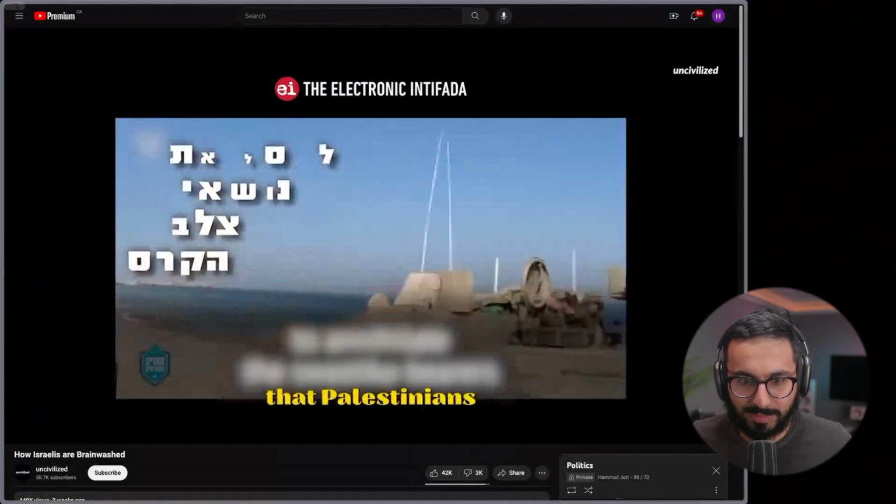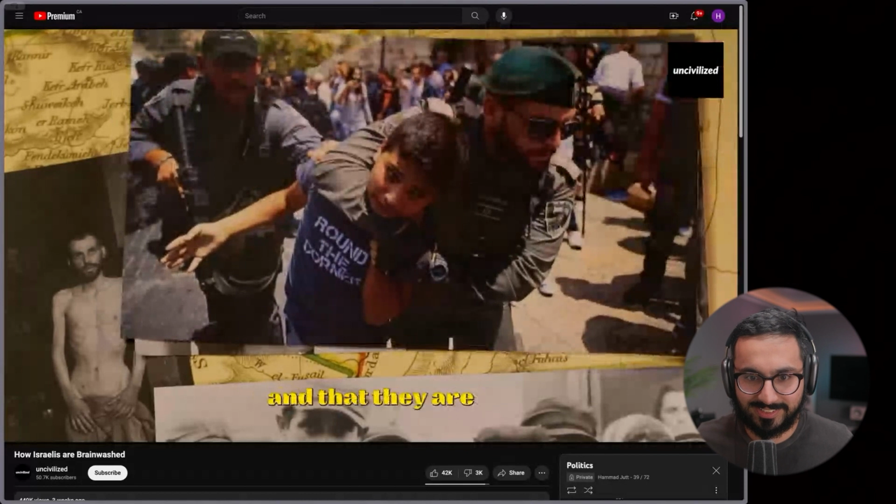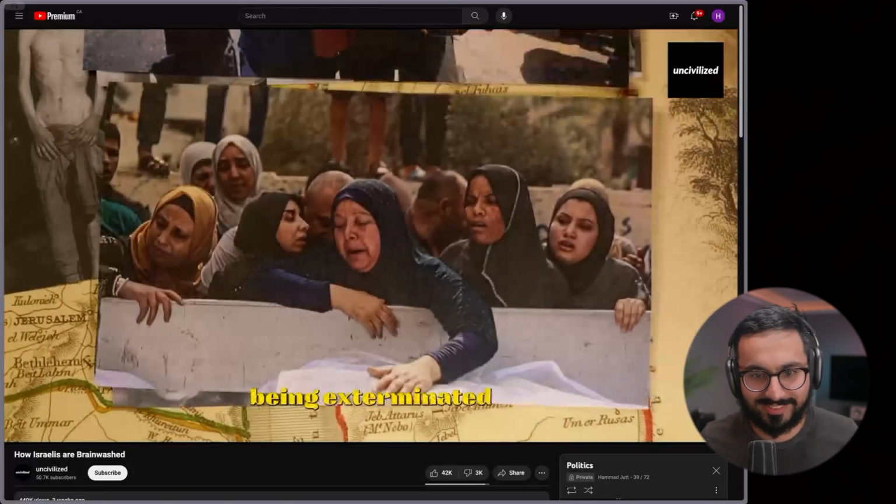The fact that Palestinians had nothing to do with the Holocaust, and that they are the ones currently being exterminated, seems to be irrelevant.